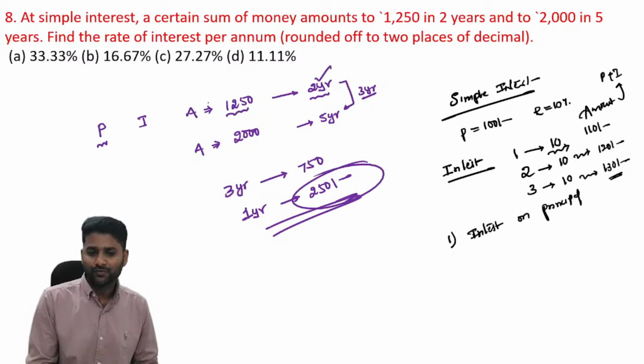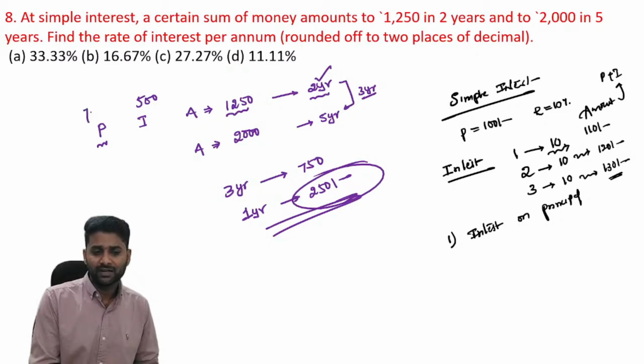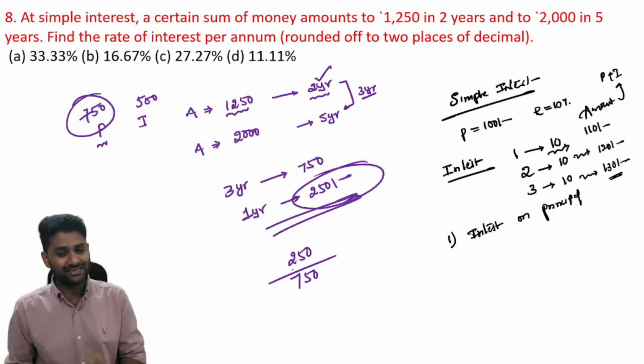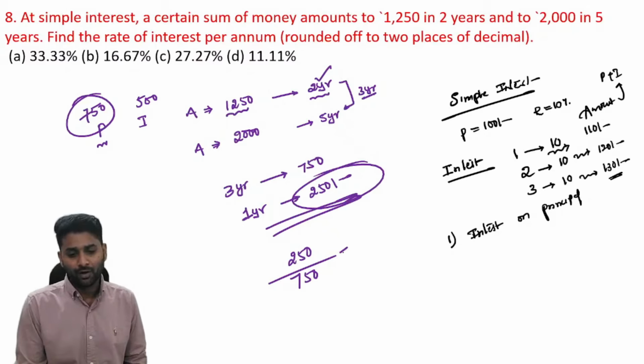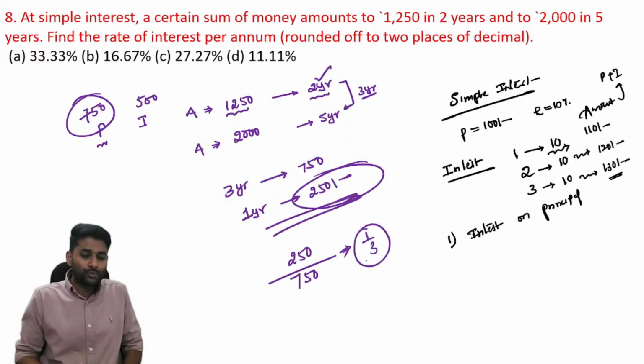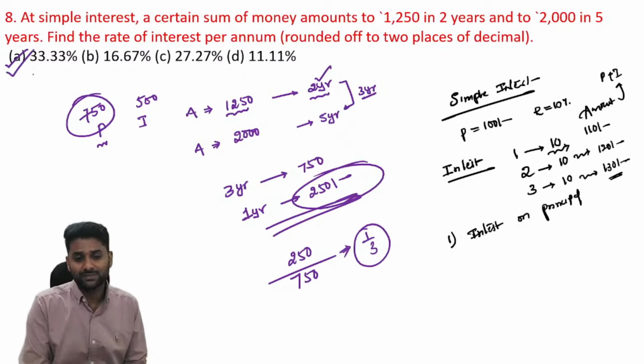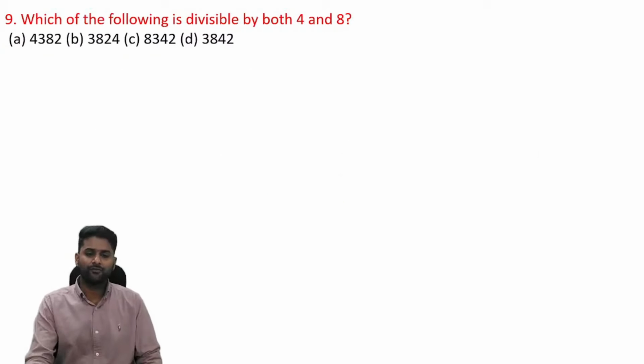1 year interest is 250, then 2 years interest is 400 rupees. Now, if interest is 500, if amount is 1250, definitely principal is 750 rupees. Another question: 750 rupees is my principal. Out of 750, that guy has to pay 250 rupees as interest. Now, 250 is what percentage of 750? One third. For every 3 rupees, you have to pay 1 rupee interest. Means what is the rate of interest? 33.33%.